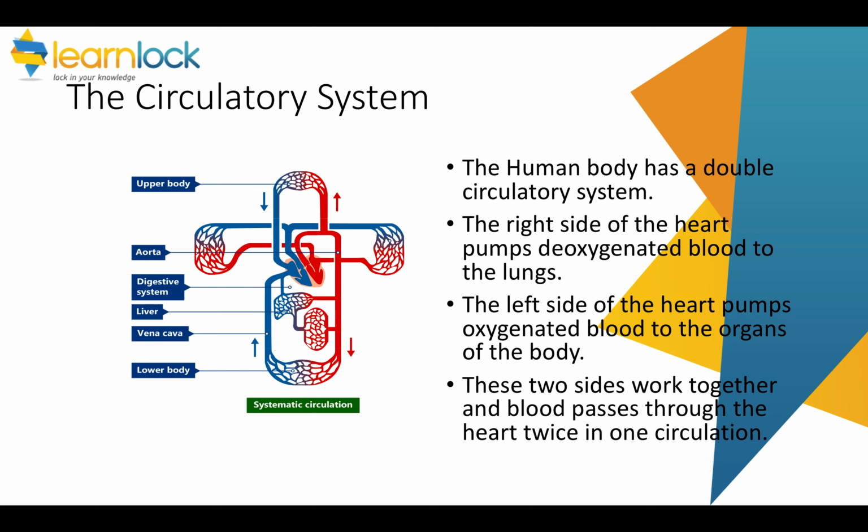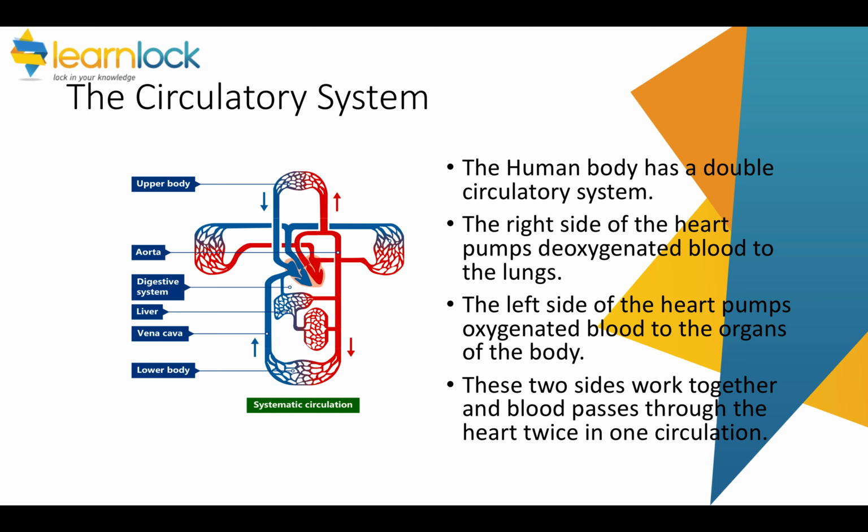The circulatory system in humans is called a double circulatory system, and that's because it has two sides of the heart working together. The right side of the heart carries deoxygenated blood to the lungs, and the left side of the heart carries oxygenated blood, so blood with oxygen in it, to the organs of the body. These two sides work together and blood passes through the heart twice in one circulation.